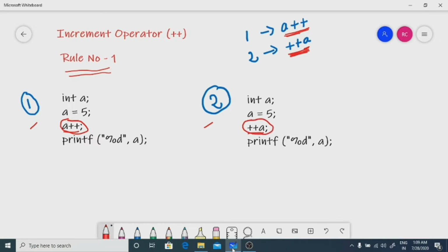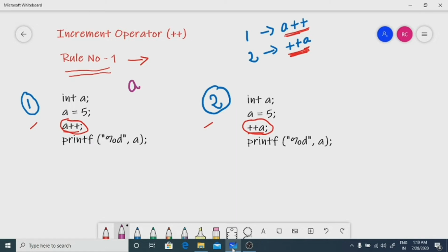So rule number 1 states like this. We should not apply the concept of post increment and pre increment if the variable is used independently. Post increment and pre increment operators behave in the same manner if they are used independently. Now I trace this program.